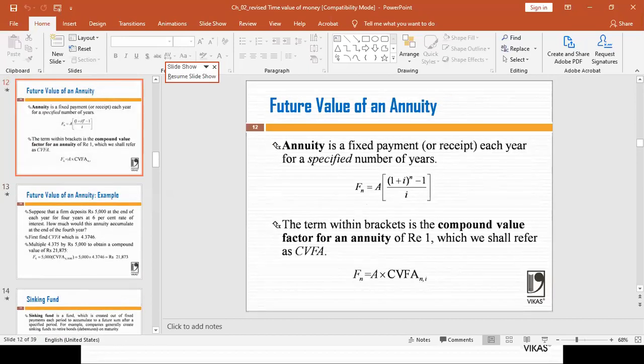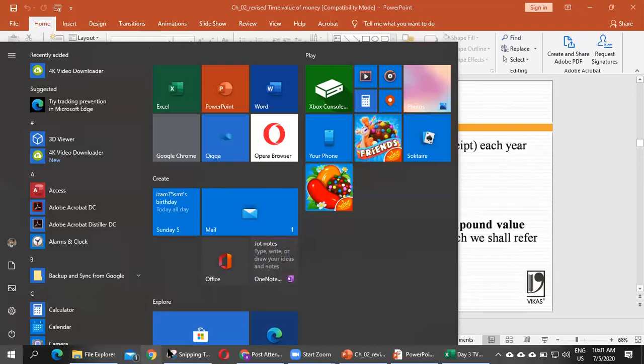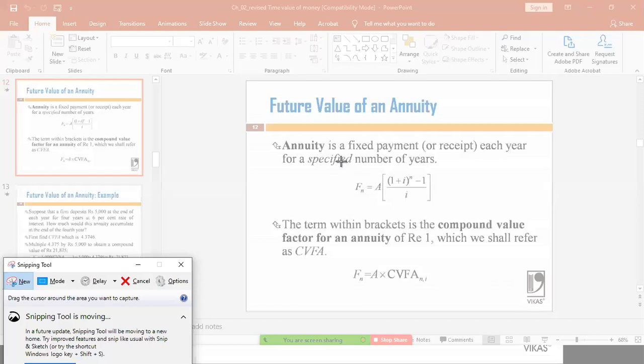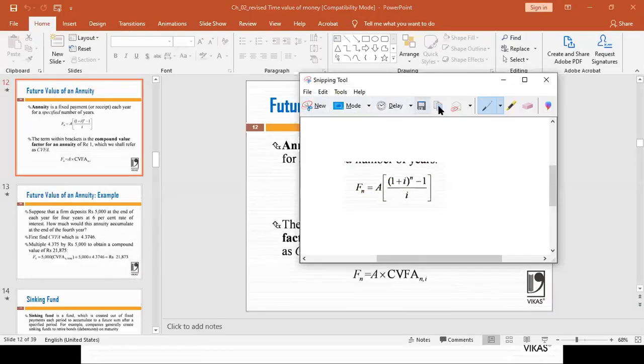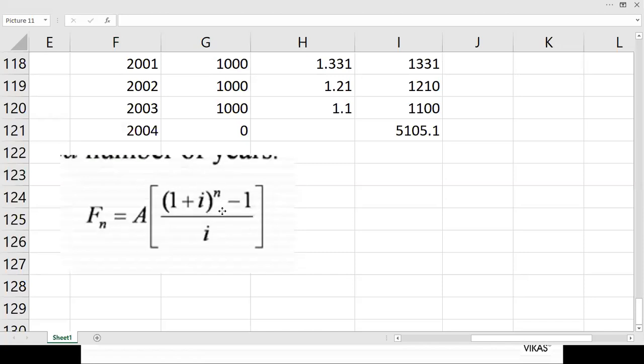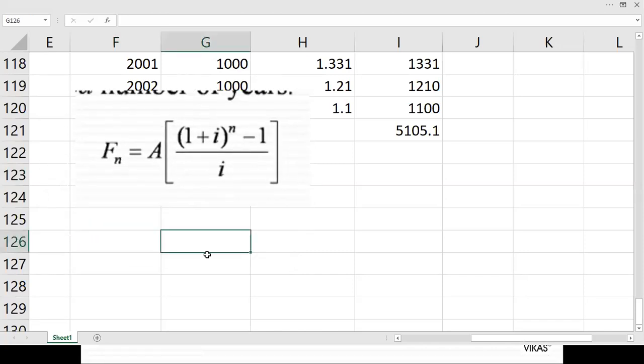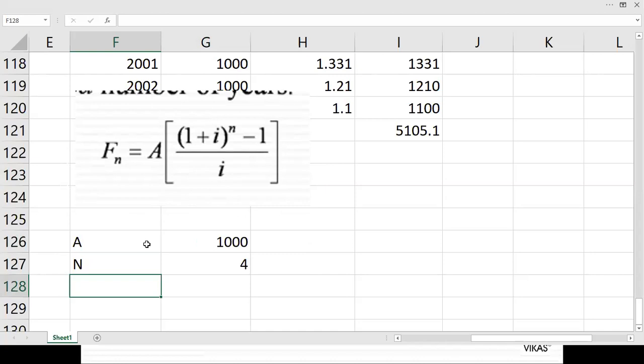Here, future value of an annuity. This is the formula. Every year he deposits 1,000, for how many years? The number of years, in this example, is 4, and the rate of interest is 10%, and it is an annuity due.